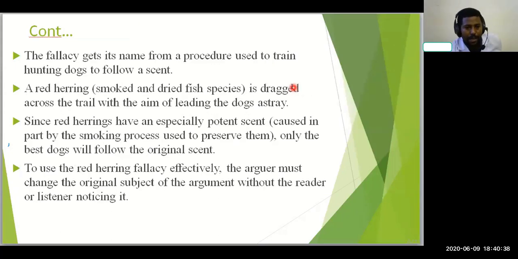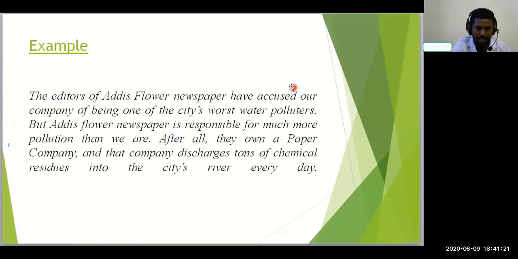So the red herring fallacy gets its name from the procedure used to train hunting dogs to follow a scent. It's a very fantastic expression. Red herrings, smoked dead fish, are dragged across the trail with the aim of leading dogs astray. Since red herrings have an especially potent scent caused by the smoking produced to preserve them, only the best dog will follow the original scent. To use the red herring fallacy effectively, the arguer must change the original subject matter of the argument without the reader or listener noticing it.